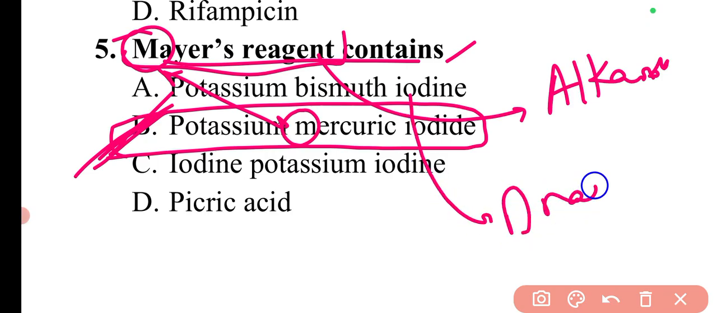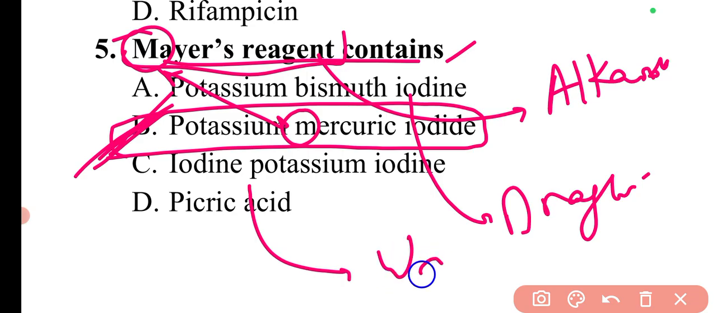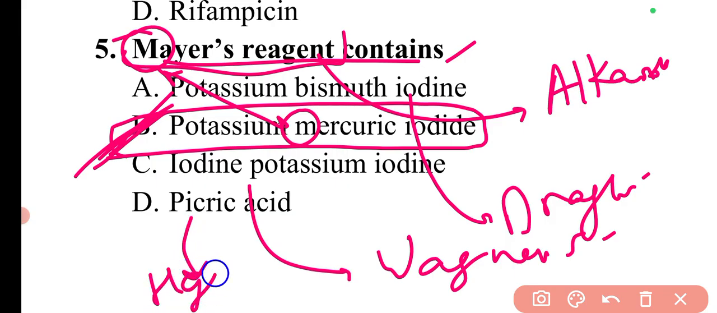It is the Dragendorf's reagent, also a test for alkaloids. Iodine potassium iodide is the Wegener's reagent. And then there is picric acid. So it is the Hager's reagent.